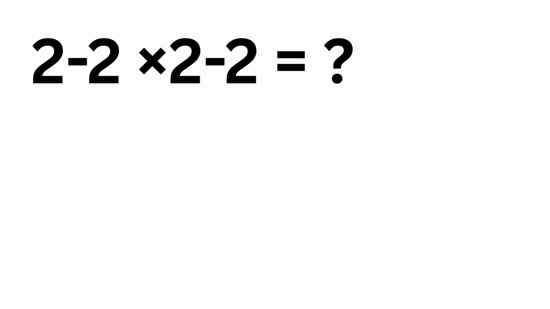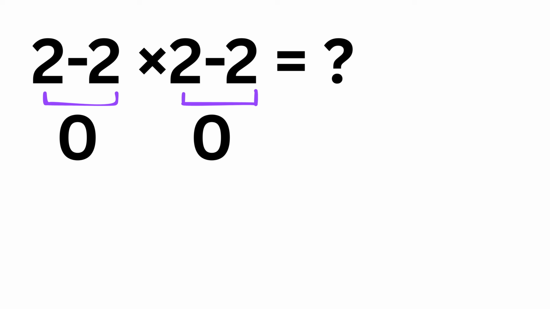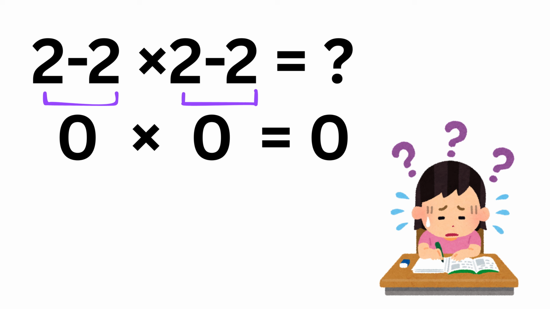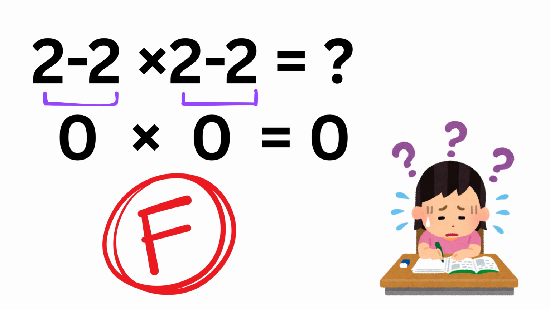2 minus 2 times 2 minus 2. 2 minus 2 gives us 0. And 2 minus 2 again is equal to 0. And 0 times 0 gives us 0. If you got this answer, then the marks you get in the exam is also 0.